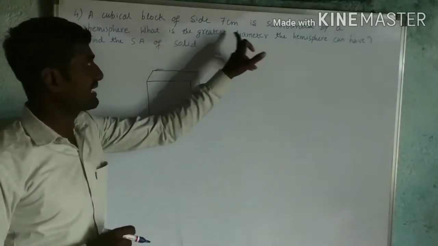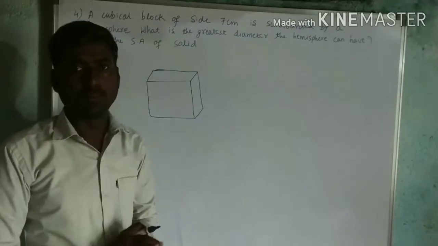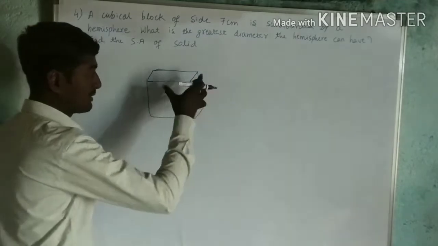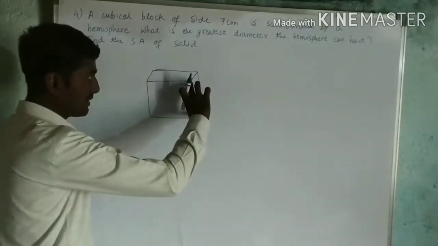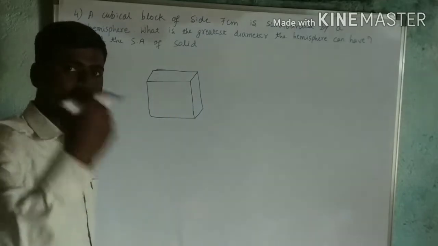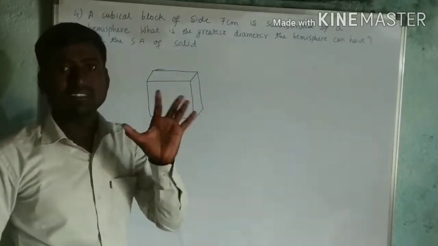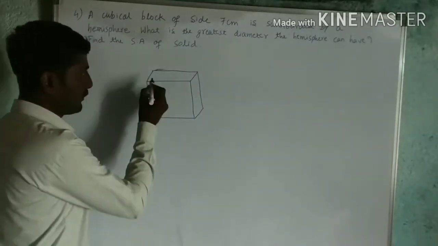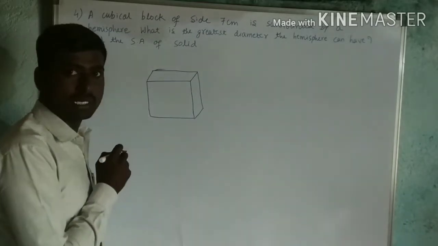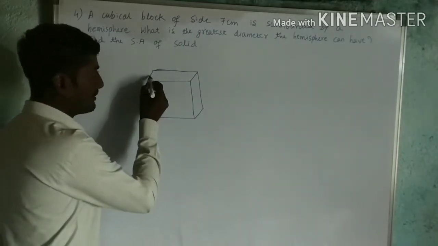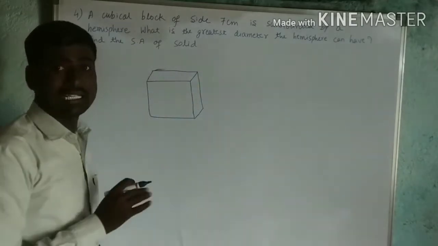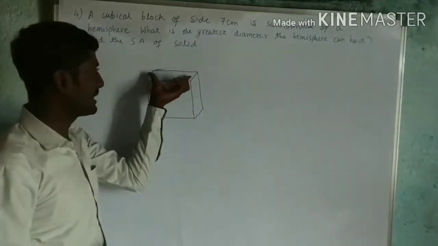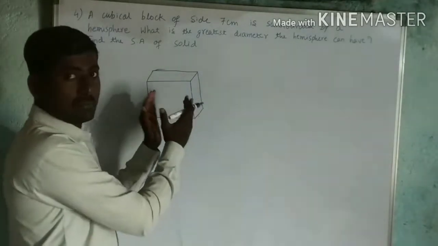See here, what is the greatest diameter the hemisphere can have? So here the side of the cube is 7 centimeter, 7 centimeter, 7 centimeter. Okay. So any edge you take, that side will be how much? 7 centimeter. So what is the greatest diameter of the hemisphere we are going to keep? If you are going to keep it on the top of this cubical block, the maximum diameter must be 7 centimeter only. I cannot extend it. The maximum diameter of the hemisphere will be 7 centimeter, because we are going to keep it on this cubical block only.